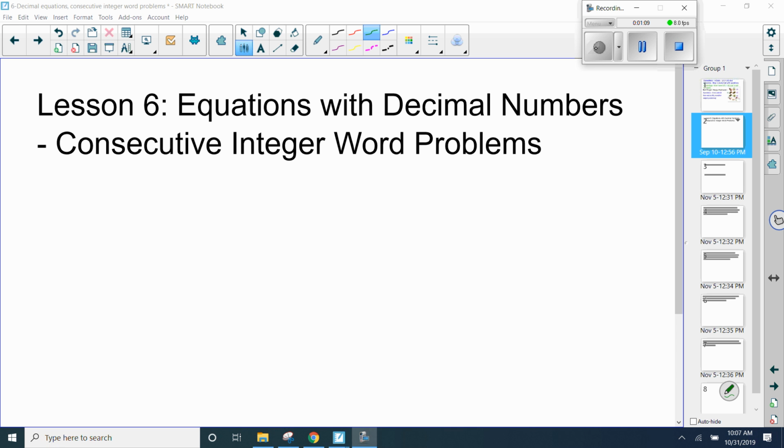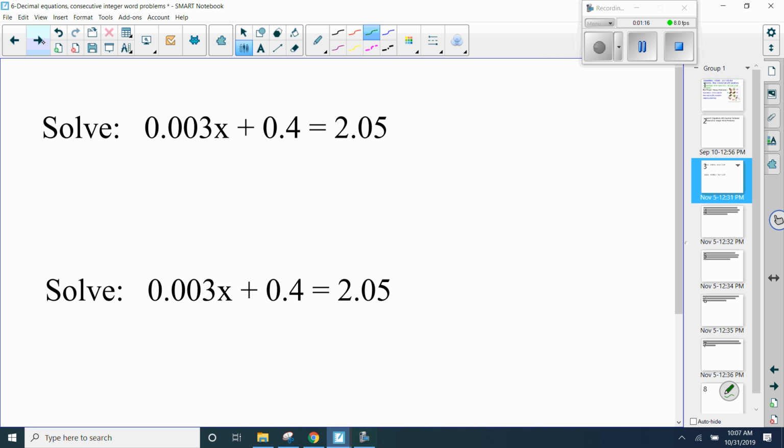We're going to look at what happens when I have decimal numbers involved in an equation, and then we're going to look at consecutive integer word problems. So the first thing, what if I ask you to solve that first problem? Do you guys like adding, subtracting, multiplying, and dividing decimals?